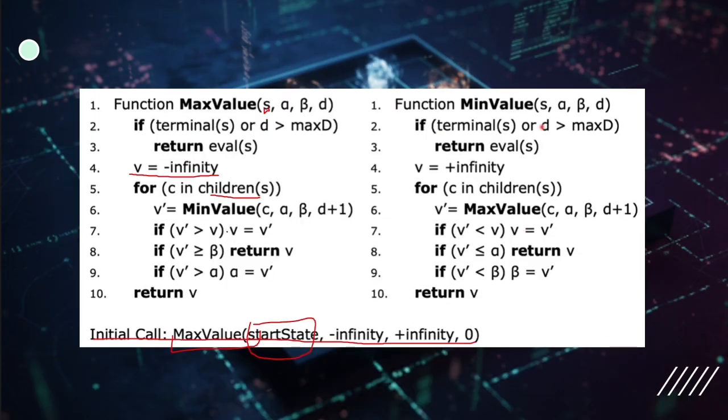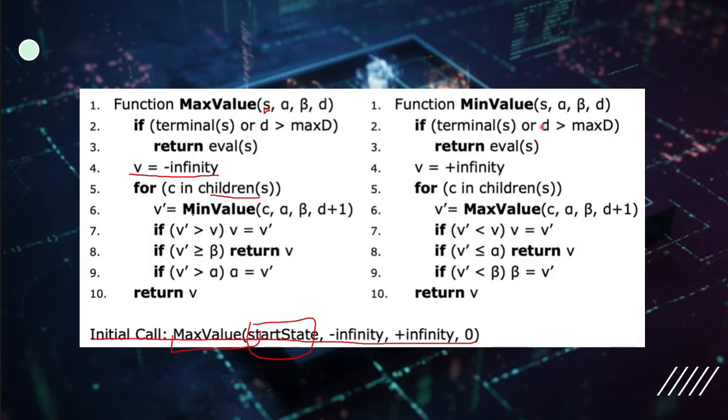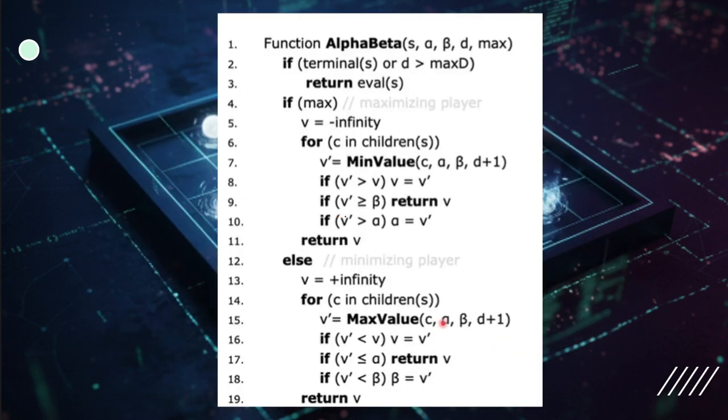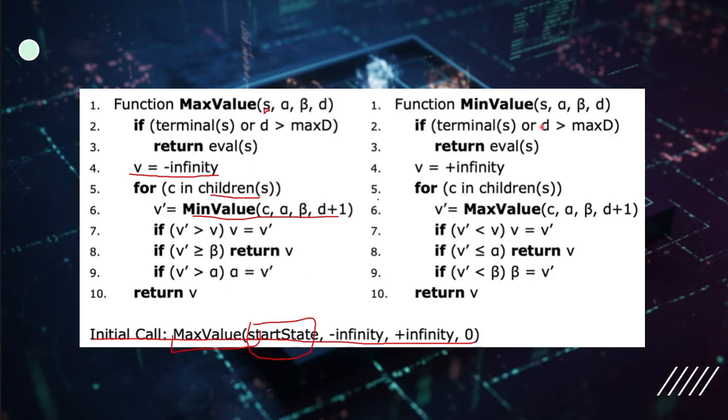V dash equals min value, C alpha beta and D plus 1. So we recursively find the values for these through the min value function. Let's first go to the child C1, which is A, and apply the min value algorithm to it and see what happens.